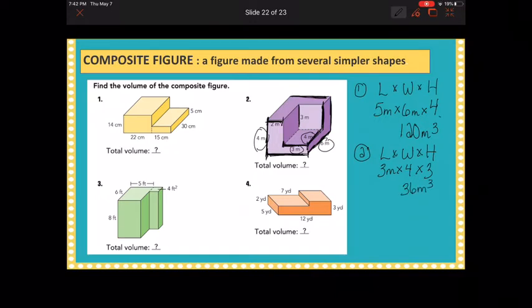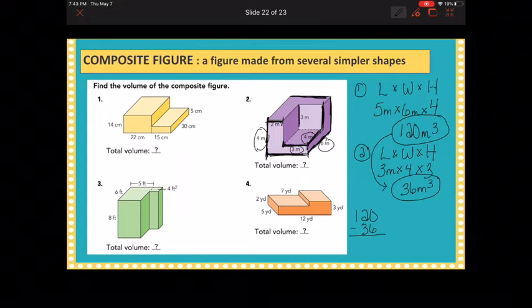So we've got the whole prism volume and the cutout. Remember, we want the whole volume of the prism and we're going to subtract what was cut out of it. So 120 meters cubed minus 36 is going to be 84 meters cubed is going to be the volume of this composite figure.